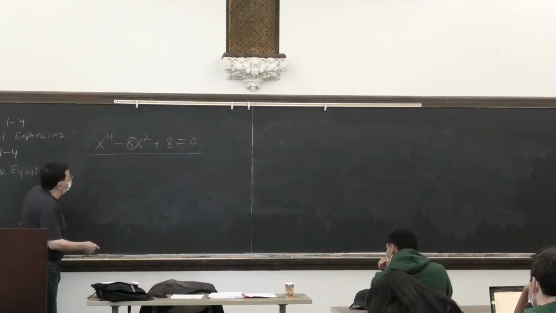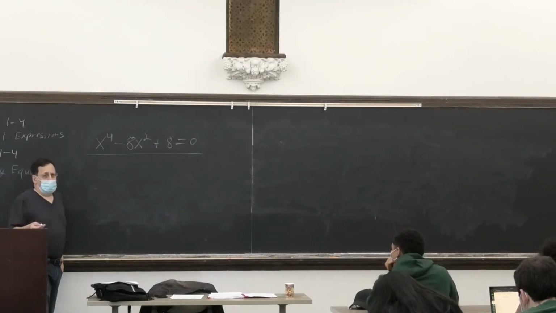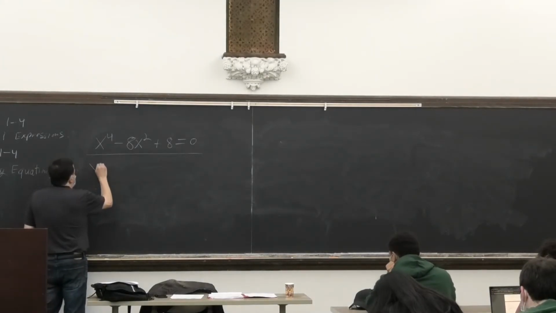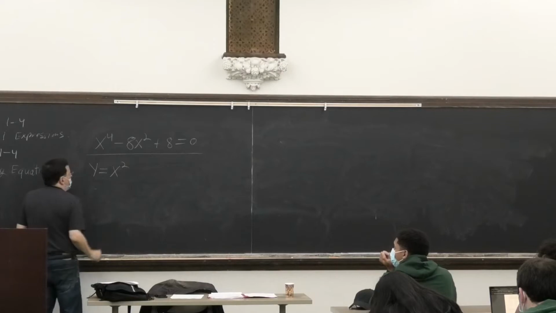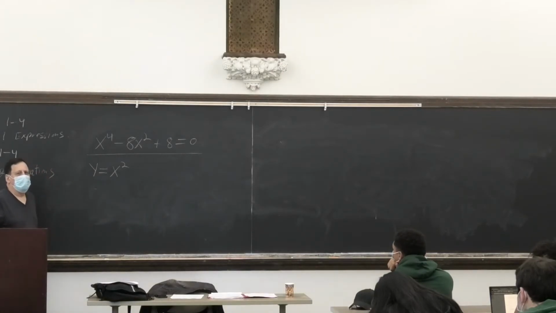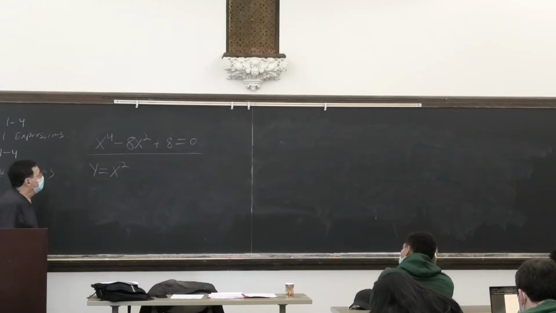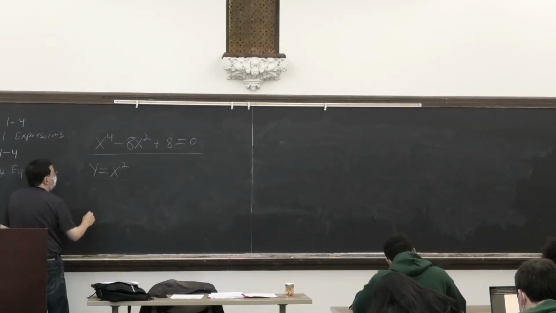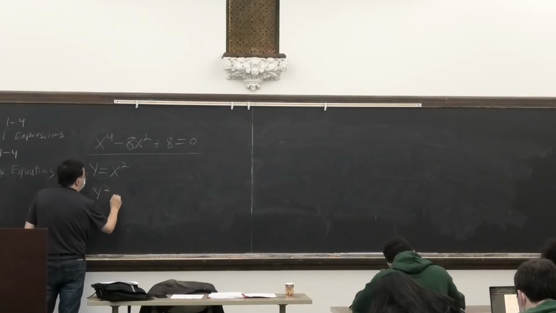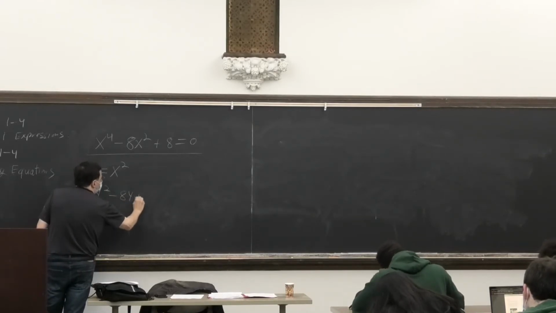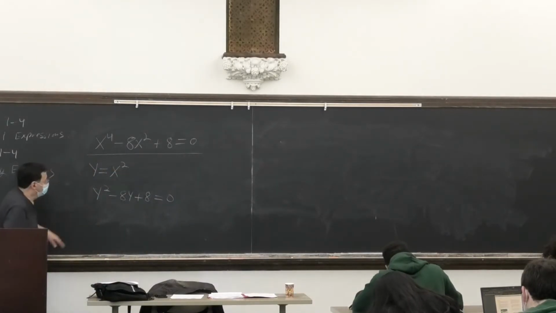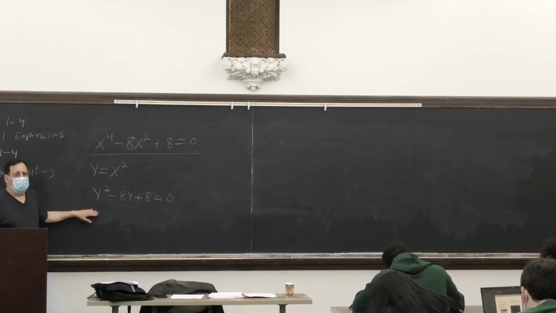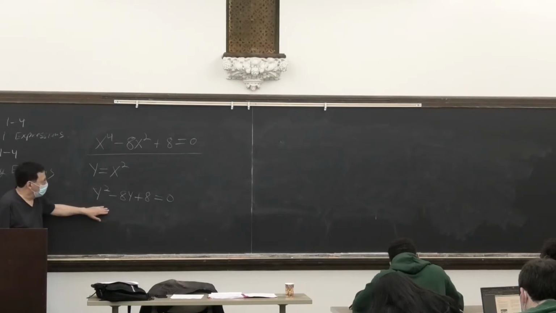So the trick here is to change the variable that you're solving for. What we want to do is we want to solve for another variable, y, which we're going to call x squared. When we substitute this in, we're going to get y squared minus 8y plus 8 equals 0. Now we have a chance to solve this using the techniques we've already developed.